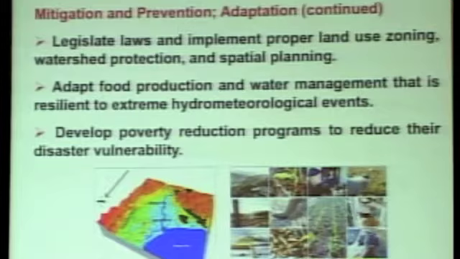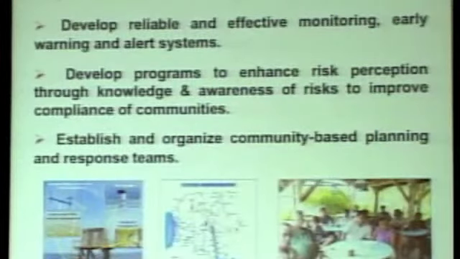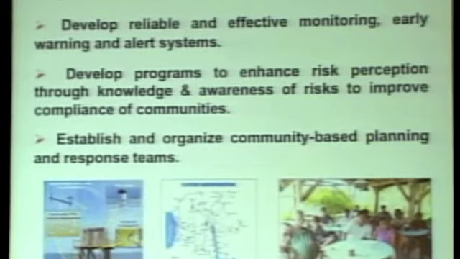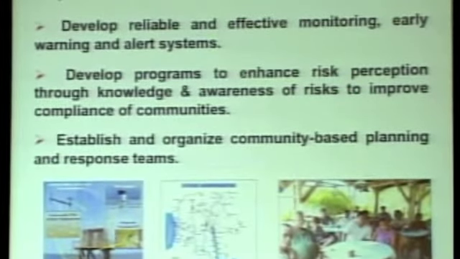We wanted to adapt food production and water management that is resilient to extreme climatic events or hazards. Develop poverty reduction programs to provide affordable shelter, food, and water for resettled or relocated communities to reduce disaster vulnerability. We want also to develop reliable and effective monitoring, early warning and alert systems. As far as alertness and preparedness is concerned, develop programs to enhance risk perception through knowledge and awareness of risk to improve compliance of individuals and communities with preparedness and evacuation plans.